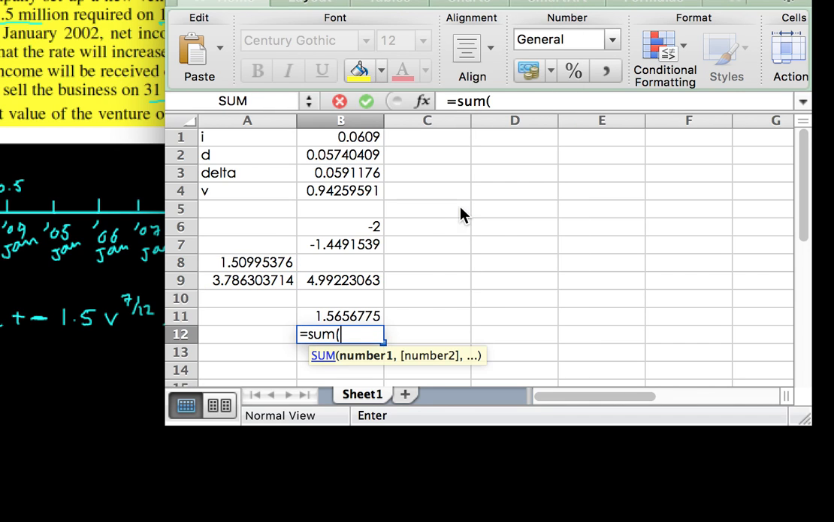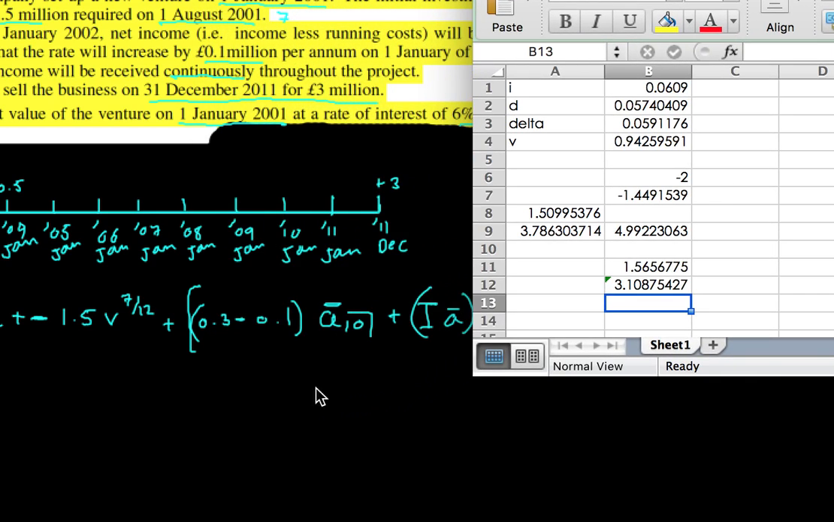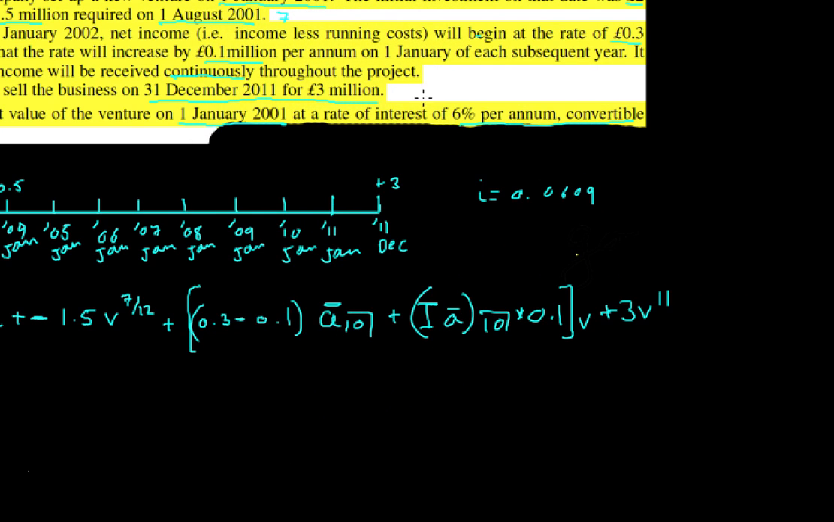And now I can just add up everything that I've got. So the minus 2 at the start, and then that 1.5 that we had to pay 7 months later, then all the payments that we're getting over the years, plus the 3 million that we sold for. And that gives us 3.1087. So we'll write that down. Equals 3.1087 million pounds. So that's the answer. Thanks a lot for watching.